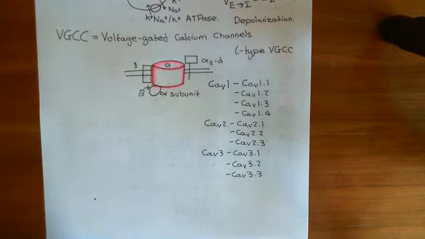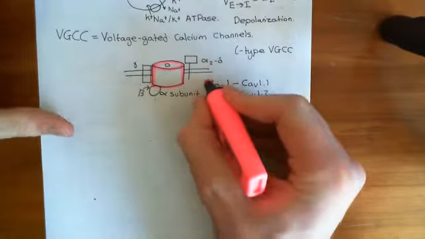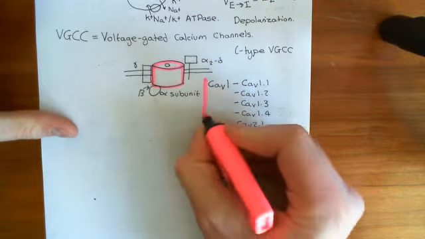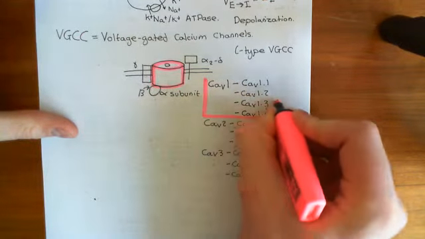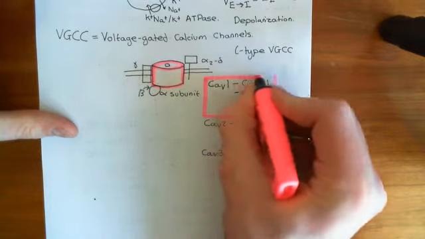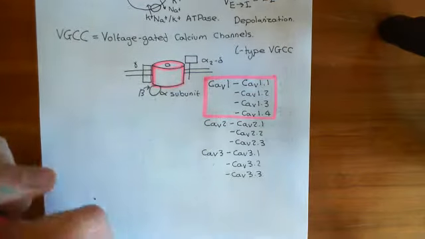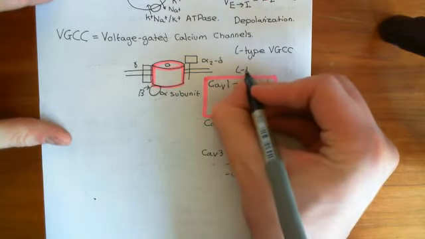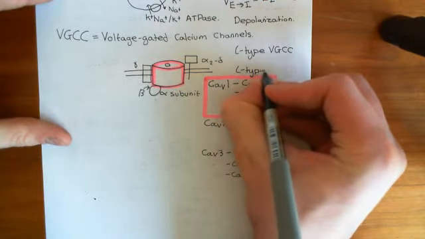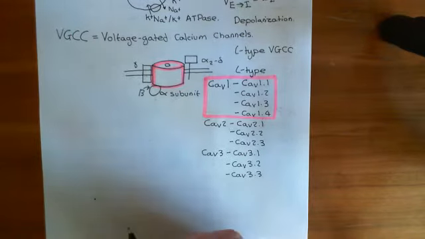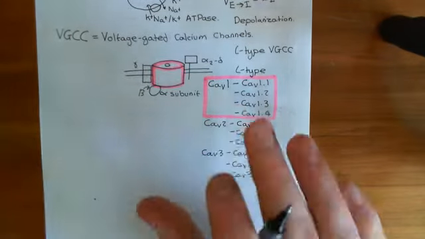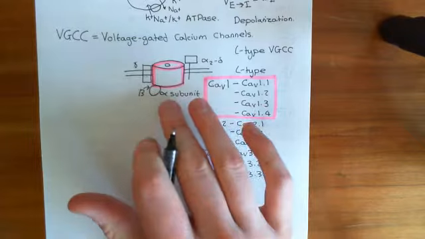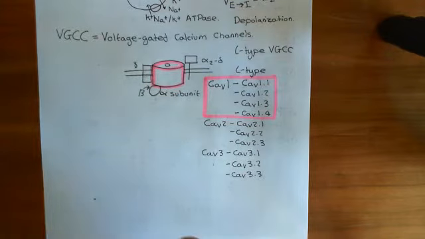Now if you use one of these protein subunits to make your alpha subunit of your voltage-gated calcium channel, then you are called an L-type voltage-gated calcium channel. So if you use a member of the first family of CaV proteins, the first family of alpha subunits, then you're called an L-type voltage-gated calcium channel.